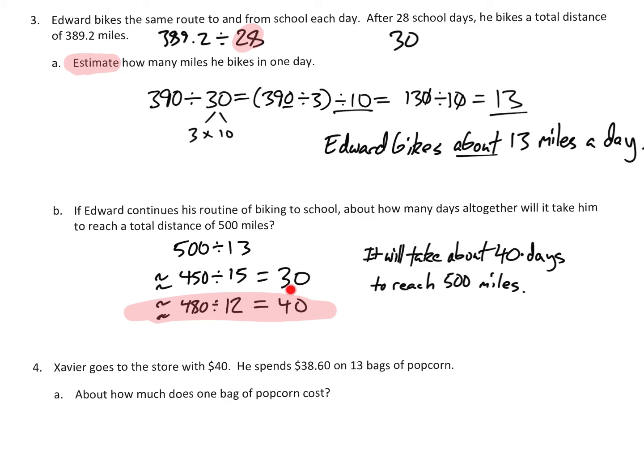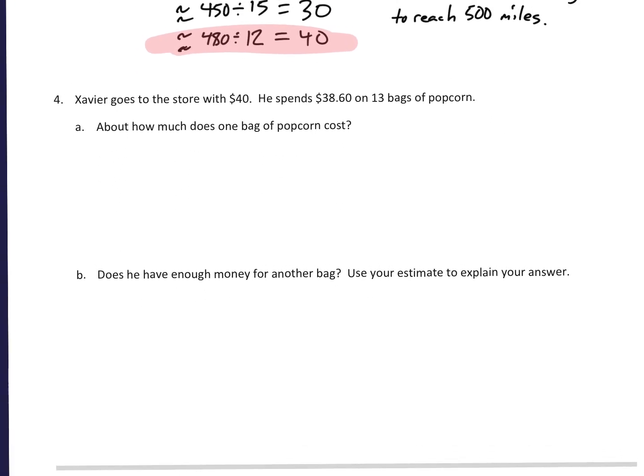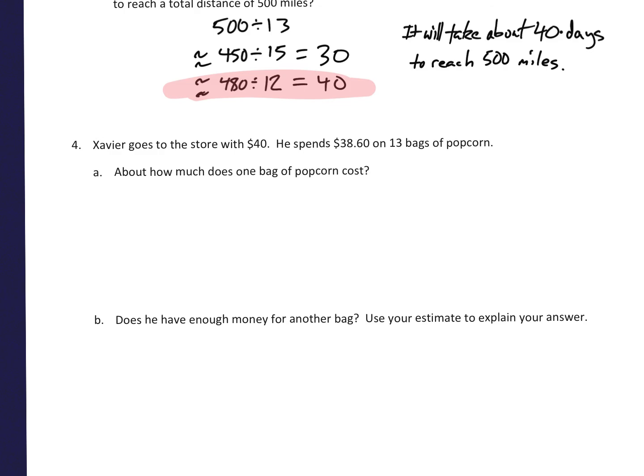But if you got 30, I would give it to you. If you got a number in between 30 and 40 and you can show Mr. Cooper some good work, I might give you credit for it. We'd have to talk about it. Okay, so if you're not 100% sure on this, go ahead and pause the video and come and talk to Mr. Cooper. In the meantime, we're going to go ahead and move on to 4.